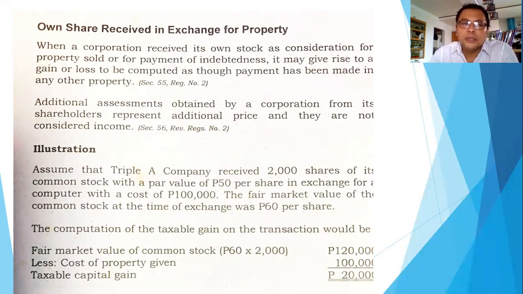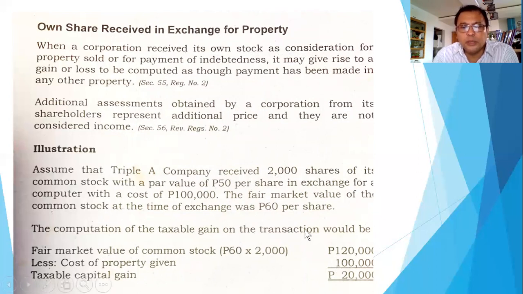And the number of shares received is 2,000 shares, and the value of each share is 50 pesos per share. So 2,000 times 50 is equivalent to 100,000 pesos. So same as the computer acquisition cost. Okay, but the fair value of the common stock at the time of exchange was only 60 pesos per share. No, it's higher. So at the time of the exchange, the value of the share has increased to 60 pesos per share. So there's a gain of 10 pesos per share.